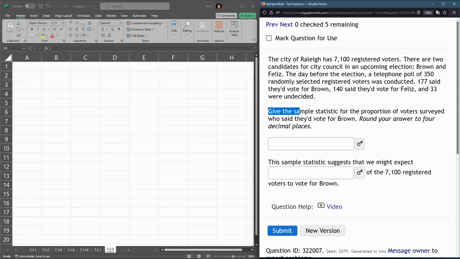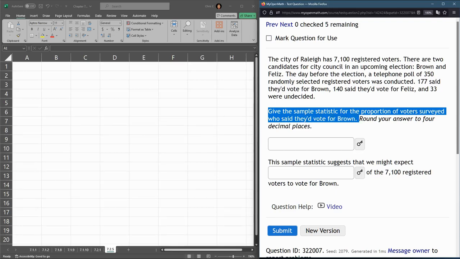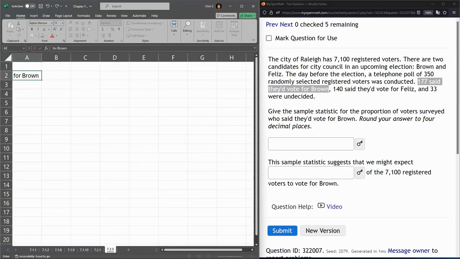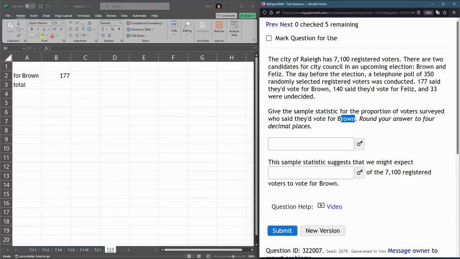Now on this, sample statistic for the proportion of voters surveyed who said they'd vote for Brown. So we had 177 for Brown. Now in here, the success is defined as voting for Brown. Any other vote would be a failure here.